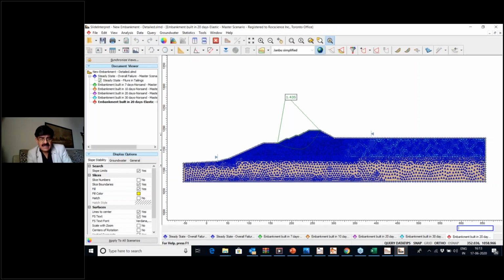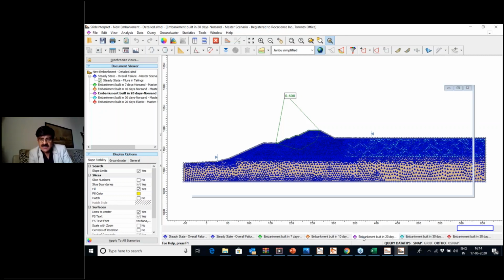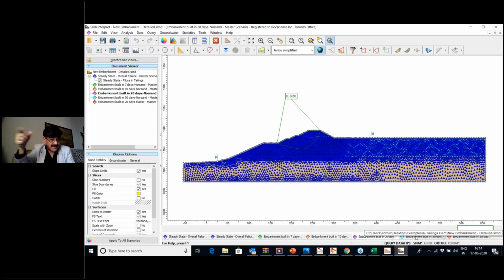It is done. So you can see that while in the initial stage, the steady state stage, it is 1.984, which is a good factor of safety. But when you build an embankment like this, if you build an embankment in 7 days, the factor of safety is 0.499. And if you do that in 10 days, it improves slightly, 0.608. If you do that in 28 days, it is 0.820, which is the analysis which we carried out.